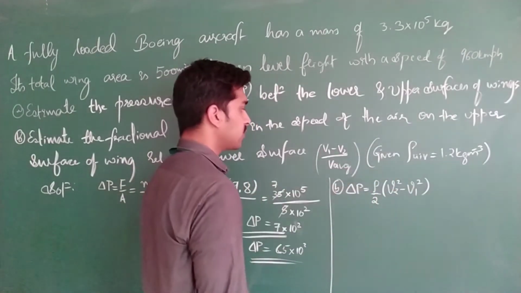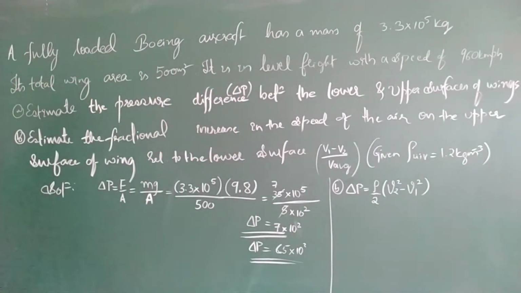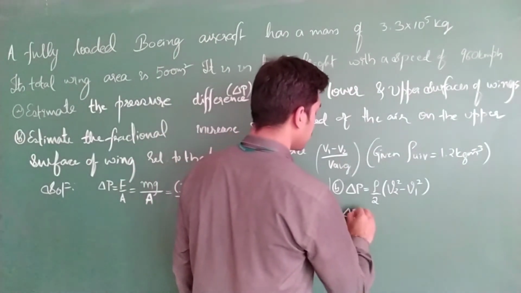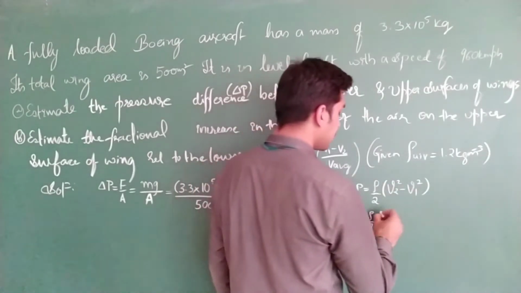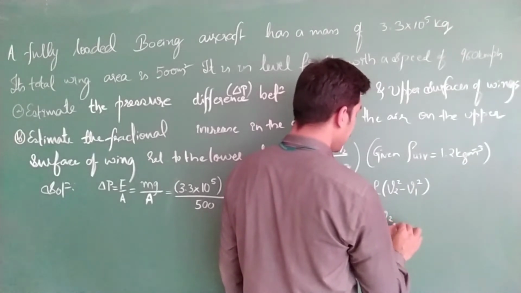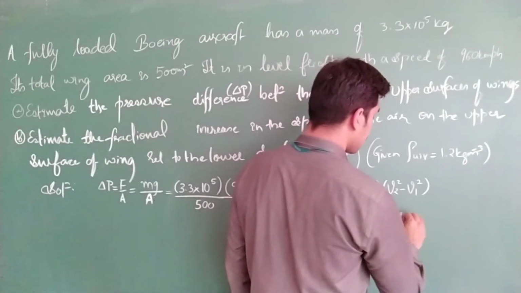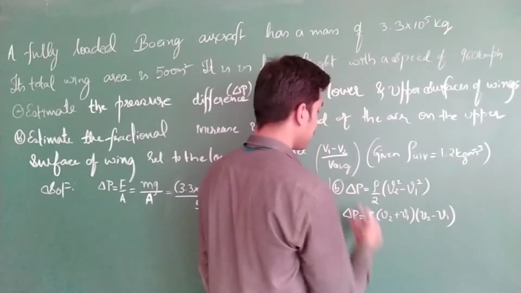want V1 minus V2. Just check this: delta P is equal to rho by 2 into V2 square minus V1 square. Clear? So I can write A square minus B square, with delta P equal to rho by 2. Okay? A square minus B square can be written as A plus B into A minus B. That is nothing but V2 plus V1 into V2 minus V1.